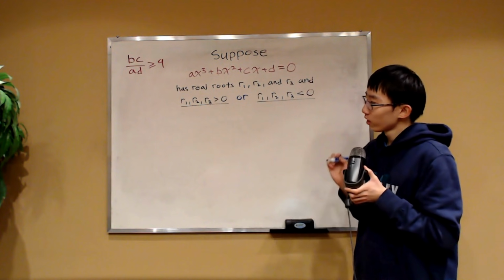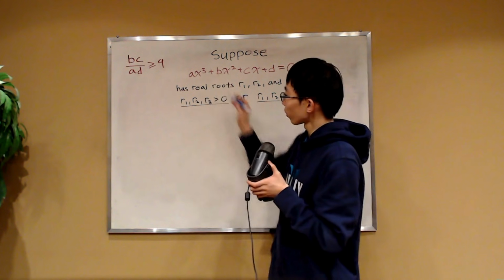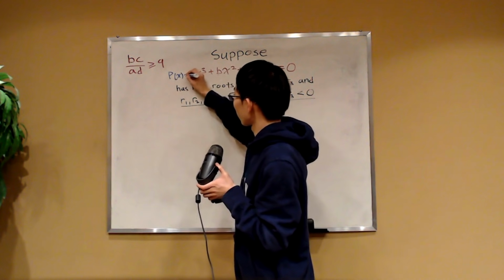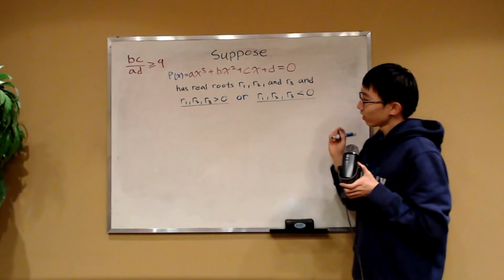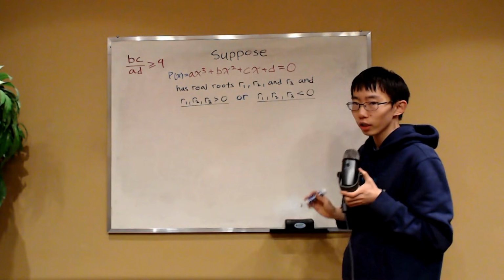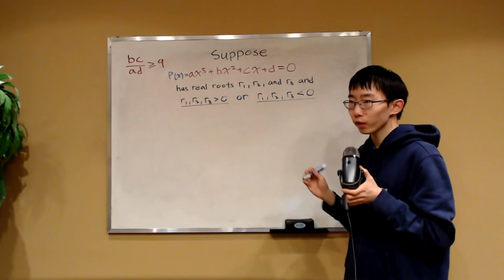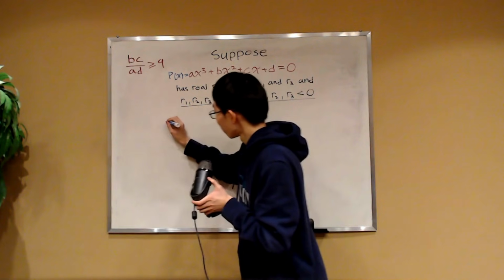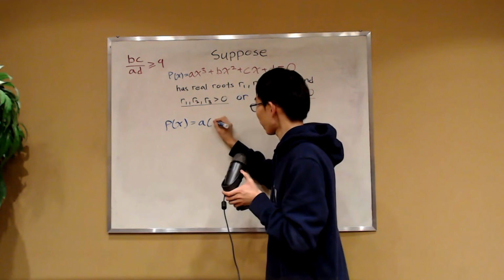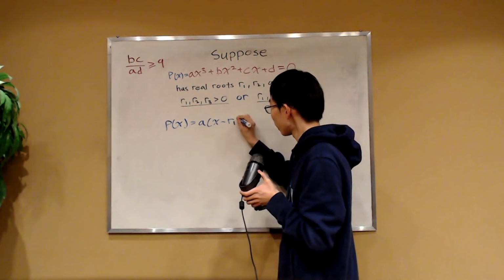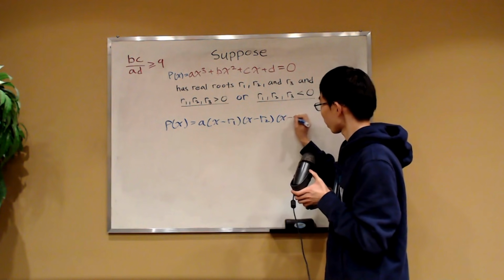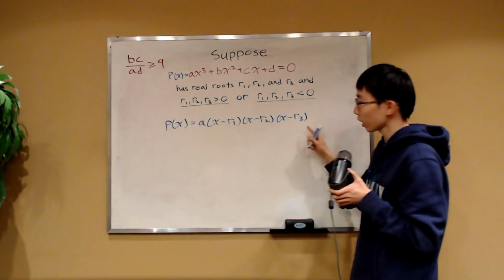Okay, so I've moved our inequality here. Let's prove it. Firstly, I'm going to call this polynomial p of x. So p of x is equal to the polynomial. Now, because p of x has the roots r1, r2, and r3, then we can write it in factored form. This would mean that p of x is equal to a times x minus r1 times x minus r2 times x minus r3. Like that.